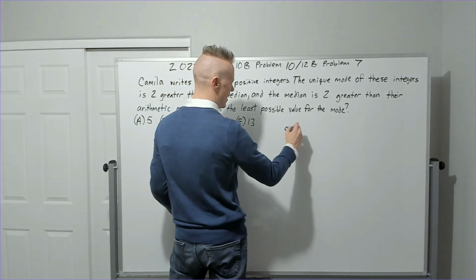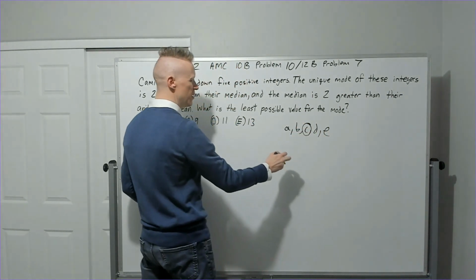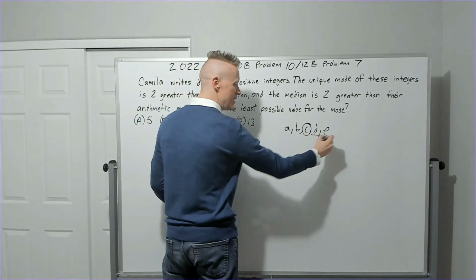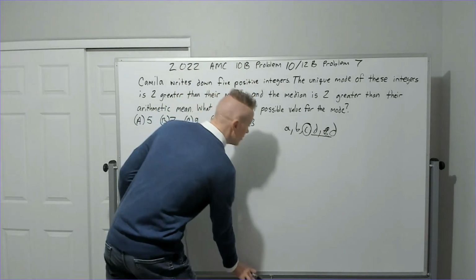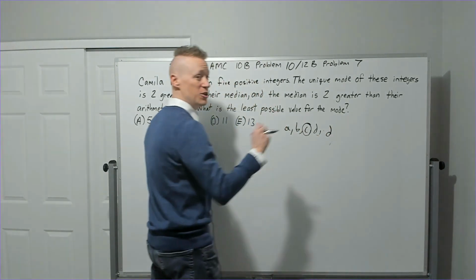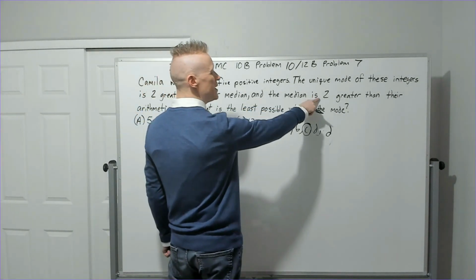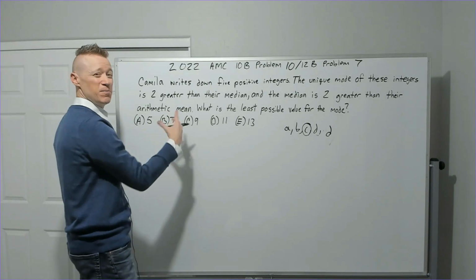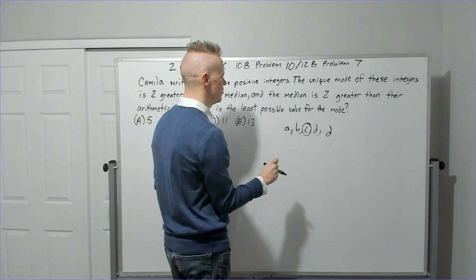So if I wrote A, B, C, D, and E, this is the median, but the unique mode is bigger than it, and since it's unique, these must be the same. So there is no E value, it's 2 D values. Let's put that like that. That way we have a unique mode. Okay, so what's next? And the median, that's C, is 2 greater than their arithmetic mean or average. What is the least possible value for the mode?